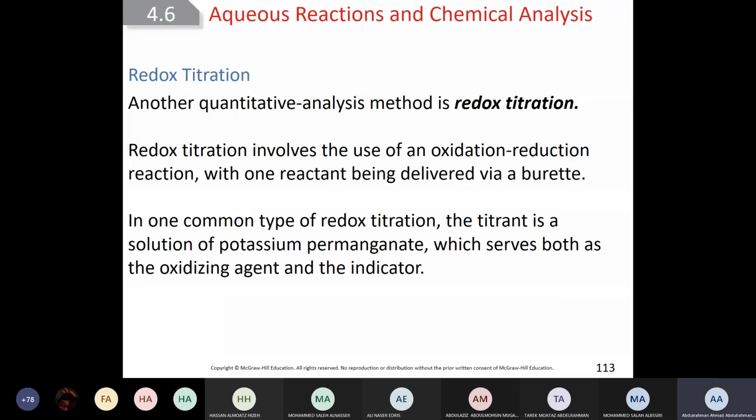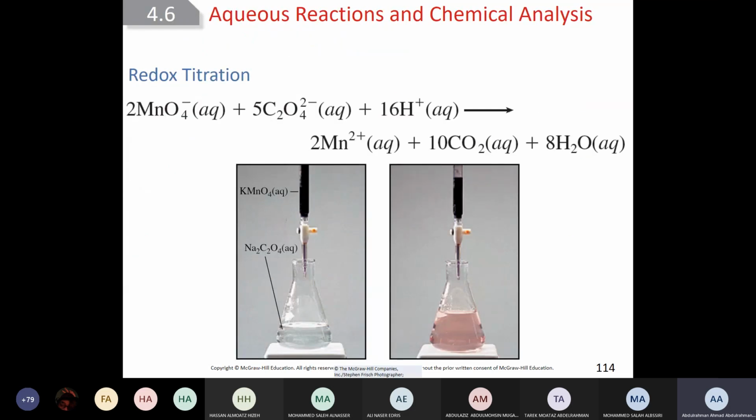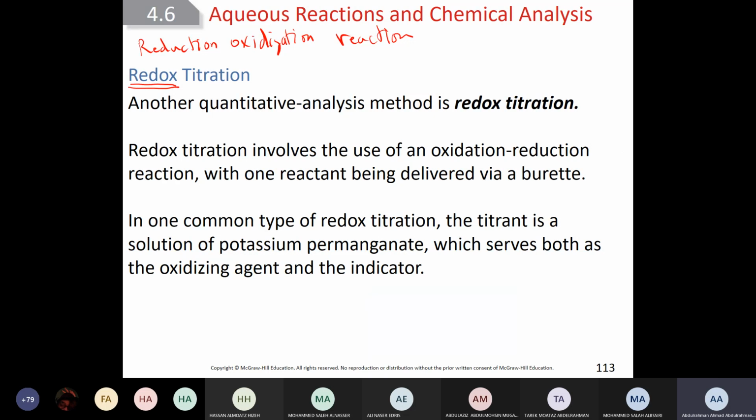Right. Next, we can also use titration, same thing like what we did with the acid and base, for redox reaction. What's the meaning of redox? Reduction oxidization reaction. Okay, good. Same thing, we'll do like titration. We use even the word titration to do this.